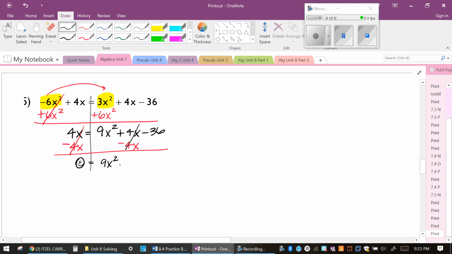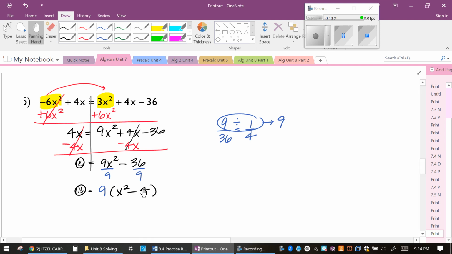Okay, if you notice, the 4x's cancel on both sides, and we're left with a binomial. Always check for GCF. 9 and 36 reduce to 1/4, which means that their GCF is 9. If I factor out the 9, I'm left with x squared minus 4. This is a difference of squares.